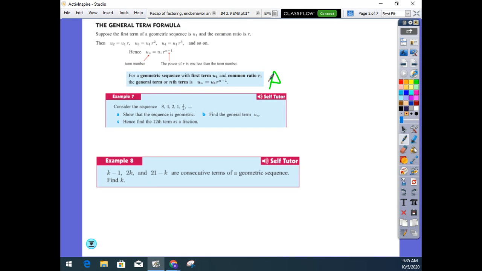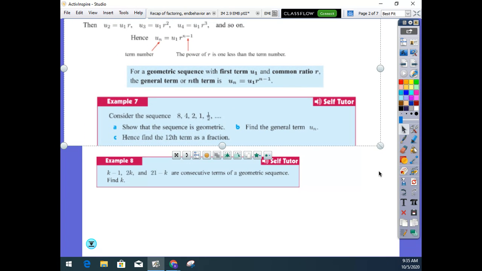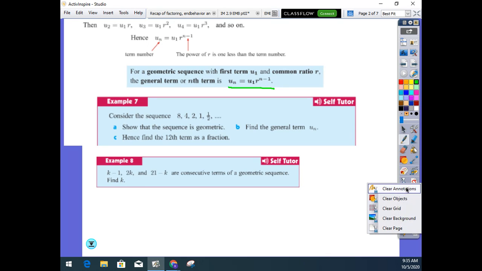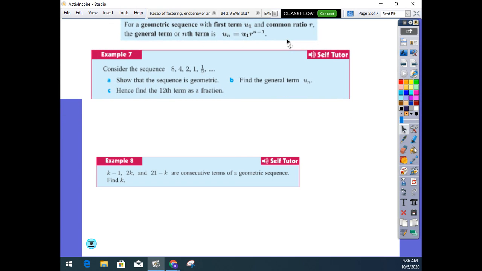All right. So then I'd focus on this part of the formula. U sub n is like our final term. N is the term number. Let me blow this up a little. And then your common formula is u sub n equals u sub 1 times r raised to the n minus 1. So we're going to focus on that formula.